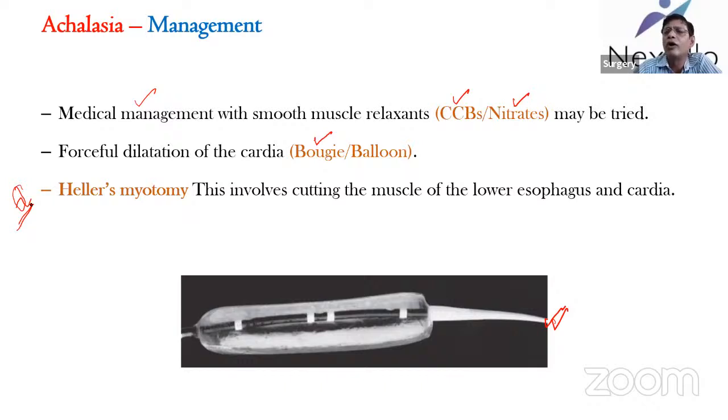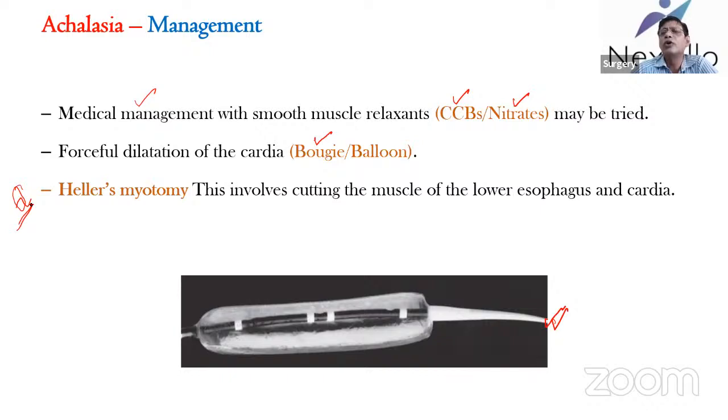In Heller's myotomy, the lower esophageal sphincter is sacrificed, meaning thereby that it is also cut. And ultimately, the patient will develop gastroesophageal reflux because we have destroyed the sphincter. So in Heller's myotomy, the lower esophageal sphincter is destroyed.